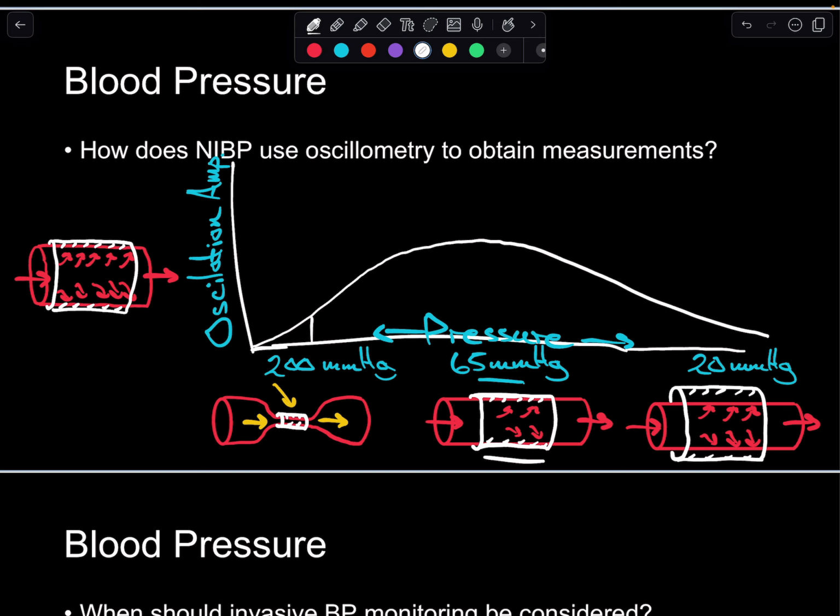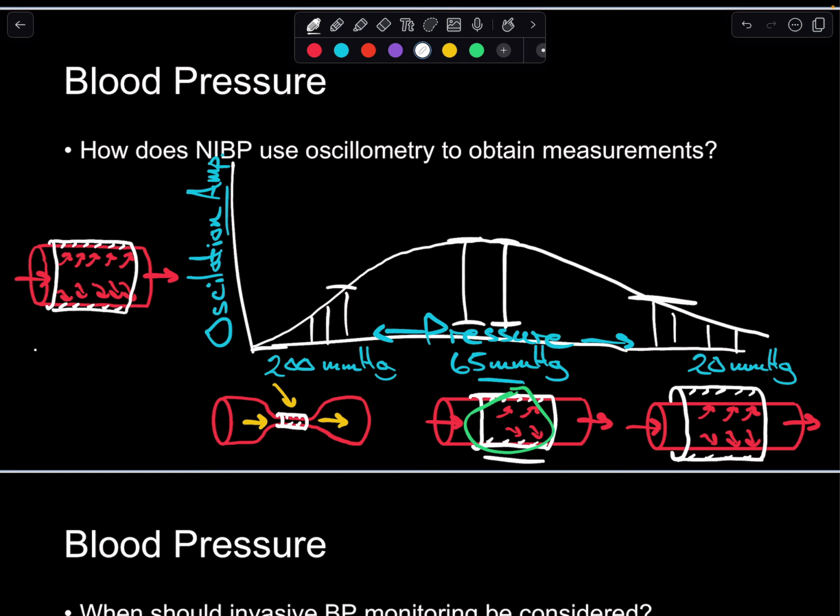So in this diagram over here, you have a minimal or small amount of oscillations. These are oscillations that are being detected. And then on this side, you also have a small or minimal amount of oscillations that are being detected. But right here in the middle, you have the maximum amount of oscillations that are being detected because the cuff that's around the patient's arm is in the perfect amount of contact with the wall of the artery. So at this point, this is the mean arterial pressure. You can use that to derive the systolic and diastolic pressures.